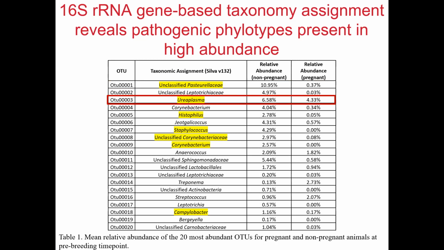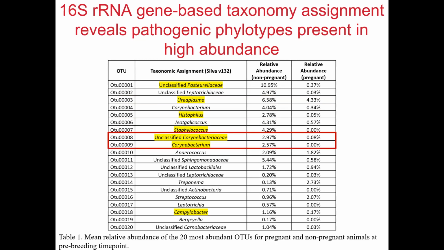OTU3 was classified within the Ureaplasma genera, which have been isolated from ewes with a history of infertility. OTU5 was classified as a Histophilus species, which has been associated with several disease symptoms, including infertility and ram-lamb epididymitis. OTU7 was classified as a Staphylococcus species, some of whom are causative agents for bacterial vaginitis.